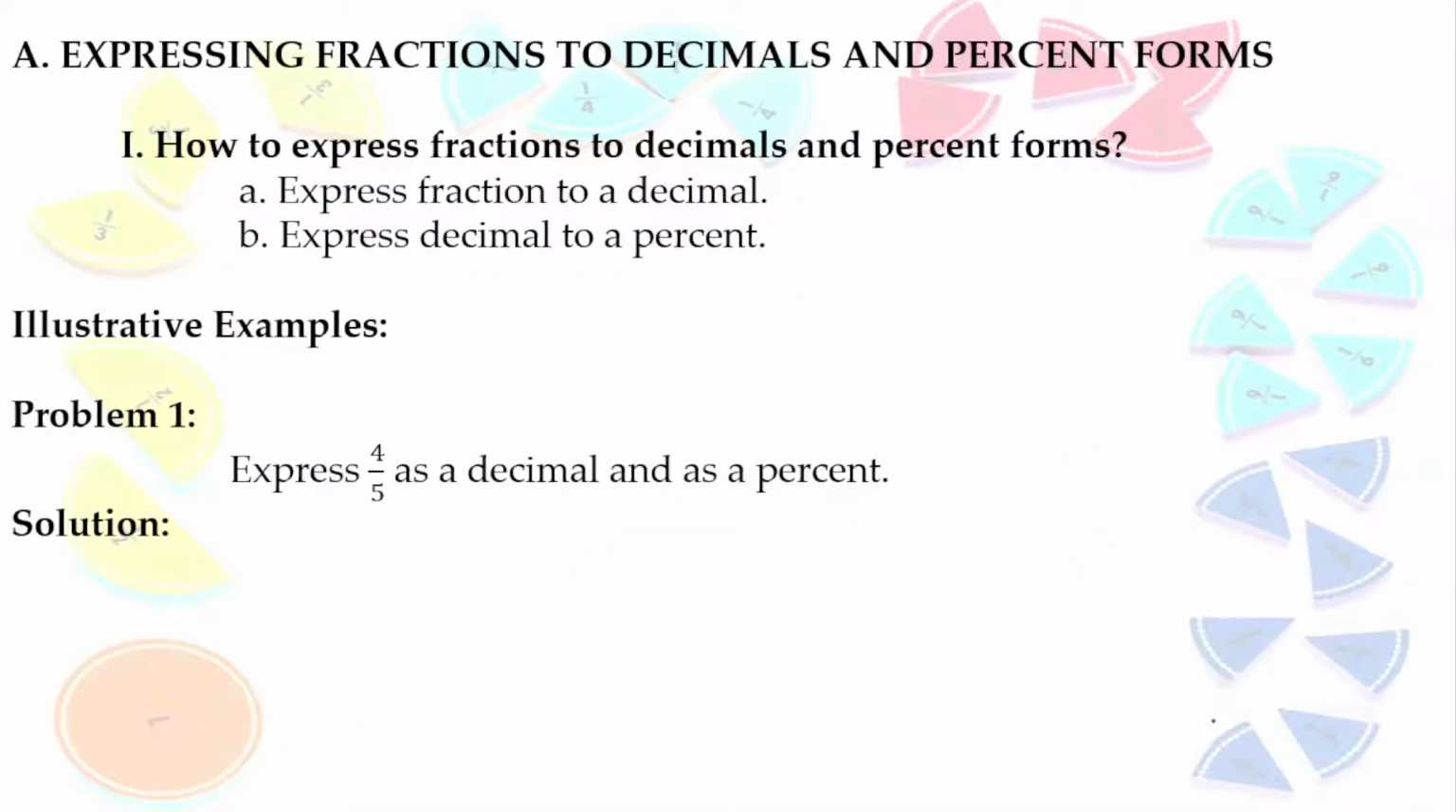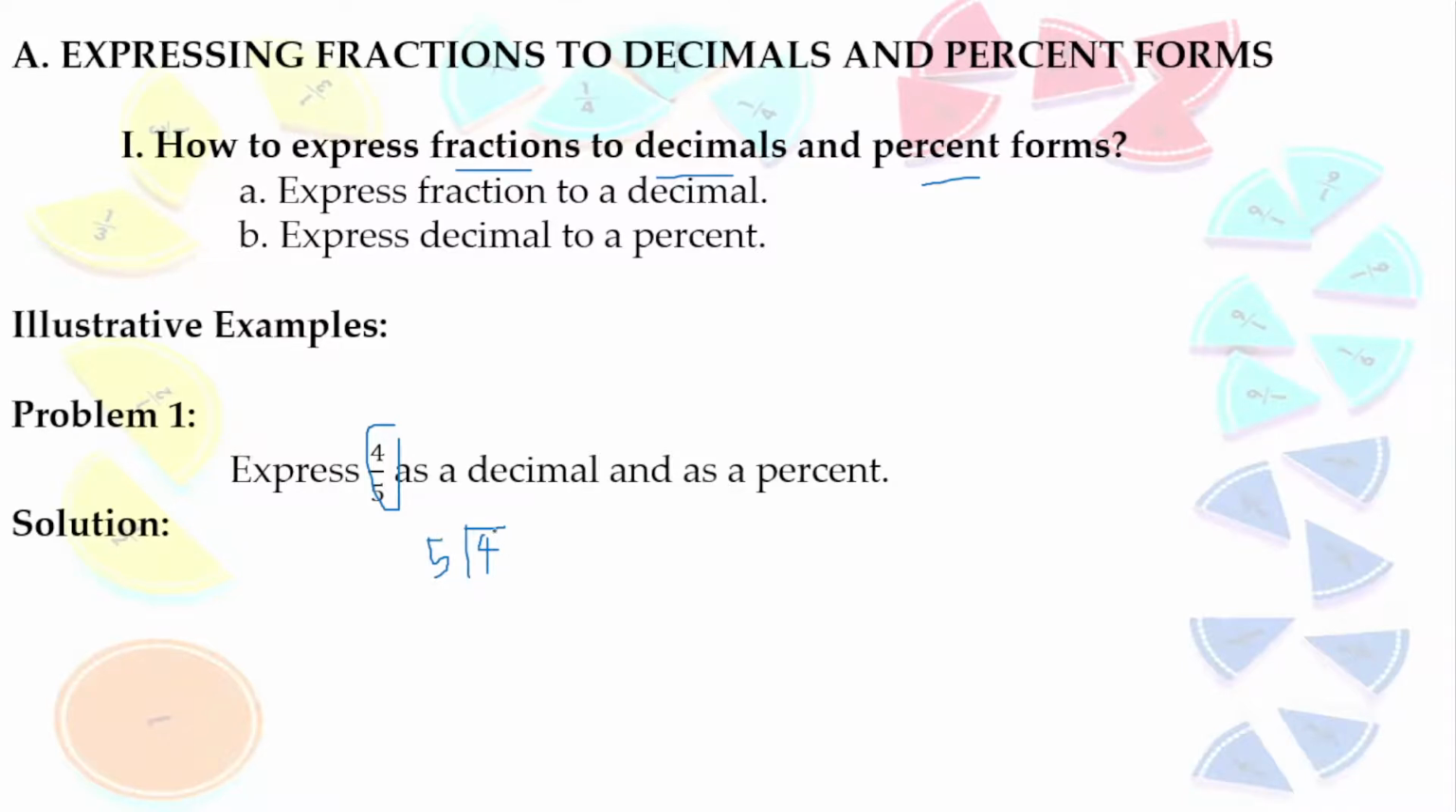So now, after the basic concepts of fractions, decimals, and percent, let's move on to expressing fractions to decimal and percent forms, okay? So here is the first one. From fractions to decimals and percent forms. Our example here is 4/5. So it's a fraction. For us to be able to make it decimal, we just simply divide 4 divided by 5 using the long method of division.